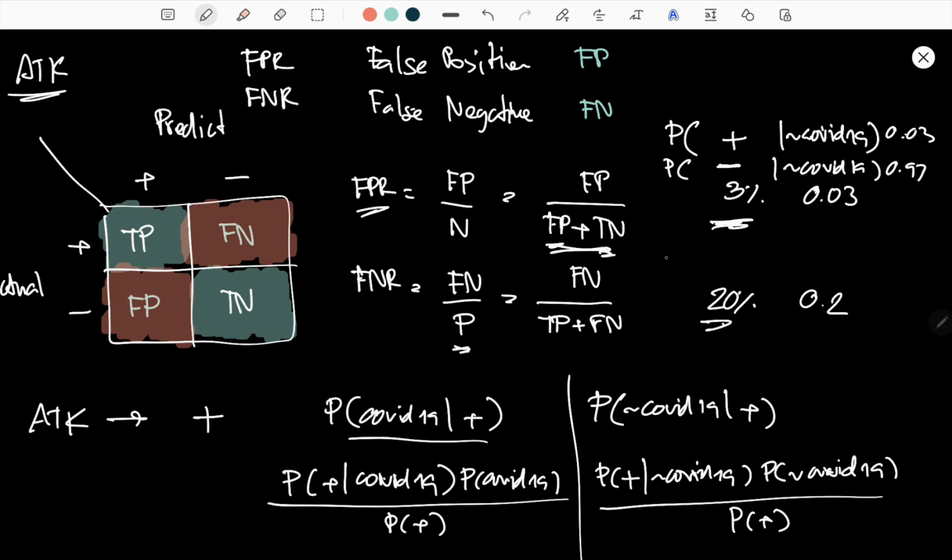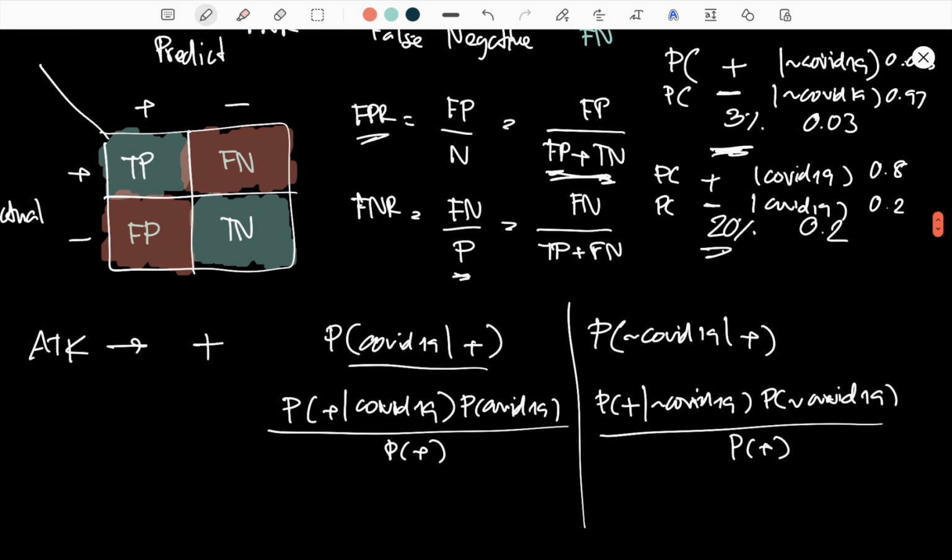And how about the false negative one? For the false negative one, in the case that you already know that this is COVID-19, and it returned positive, and the case that it is COVID-19 and it returned negative, this one is 0.2, so this one must be 0.8. Okay, so now we have these values already, right?